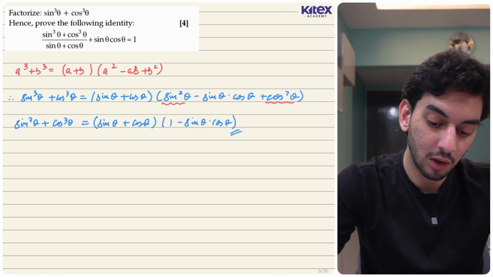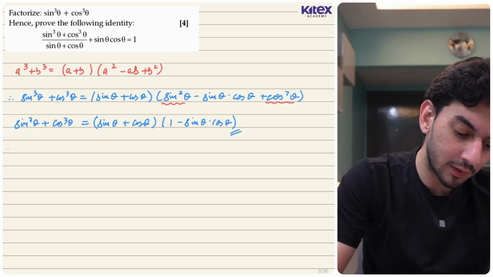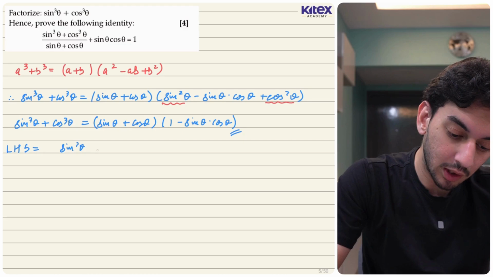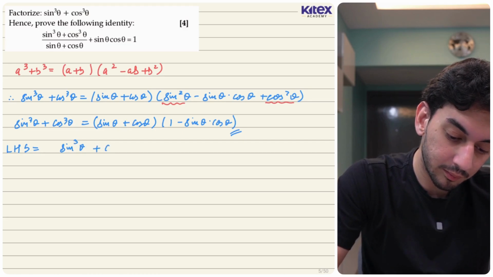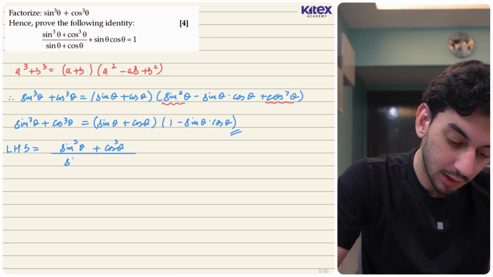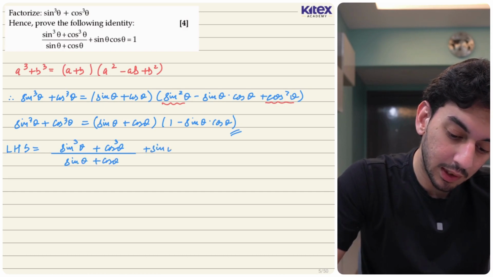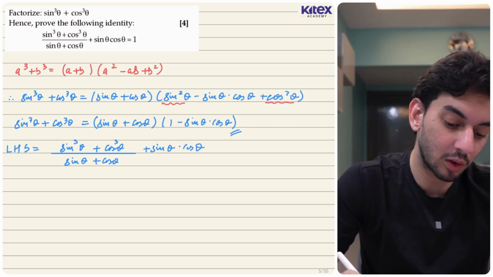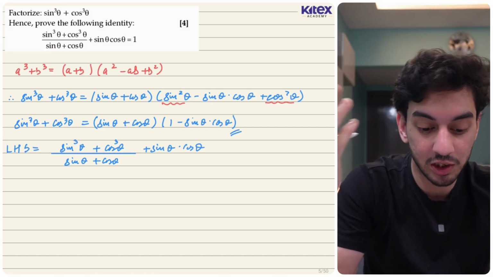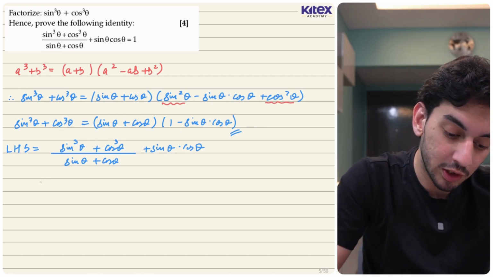Very easy. Okay. Next, it says prove the following identity. Okay, I'll prove it. We need to start with the left hand side, obviously. So it is sine cube theta plus cos cube theta, the whole thing upon sine theta plus cos theta plus sine theta times cos theta. Now I know that the numerator is sine cube theta plus cos cube theta, which I just factored out to be equal to sine theta plus cos theta and all of those things. So I can just replace it with that.